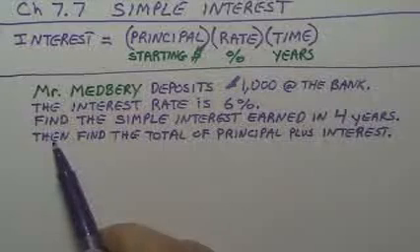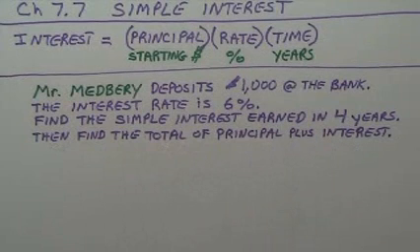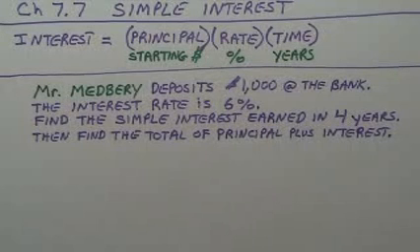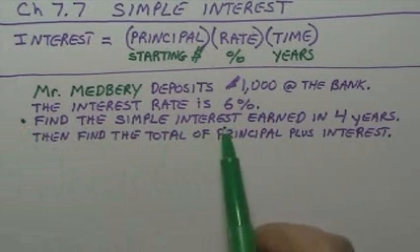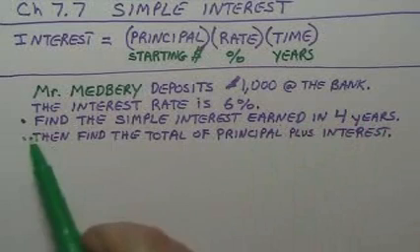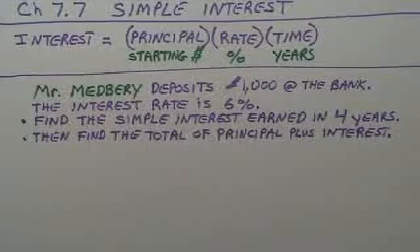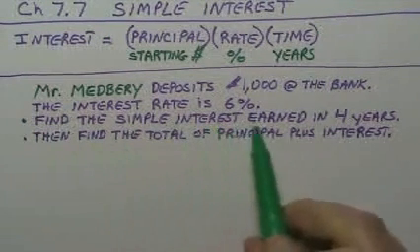Then, find the total of principal plus interest. So there's actually two things we're looking for. Find the simple interest earned in 4 years. Then find the total of principal plus interest. Okay, let's start with the first one. Find the simple interest earned in 4 years.